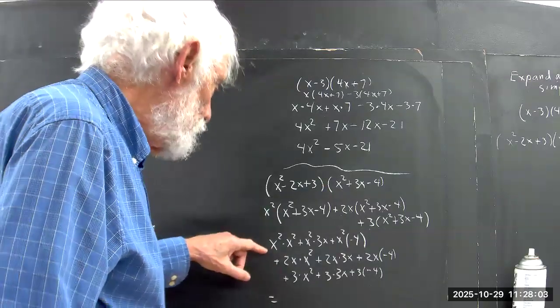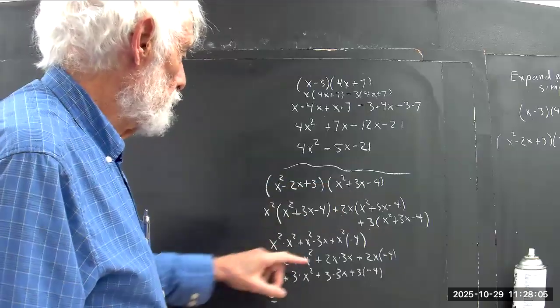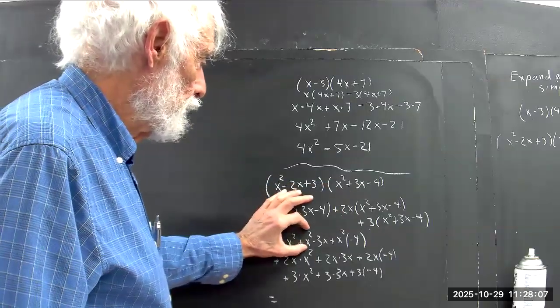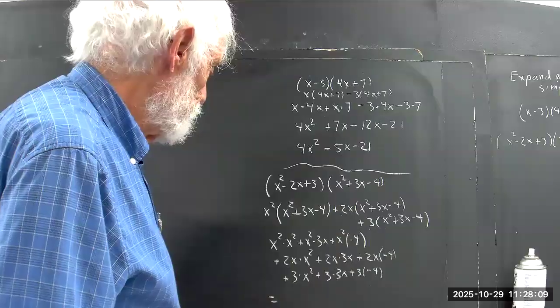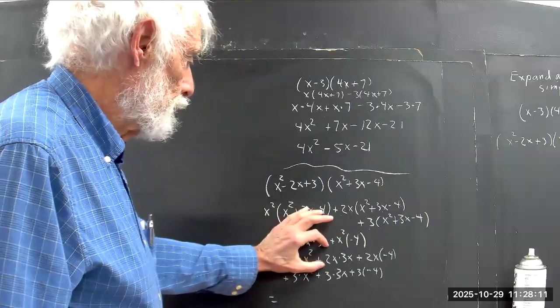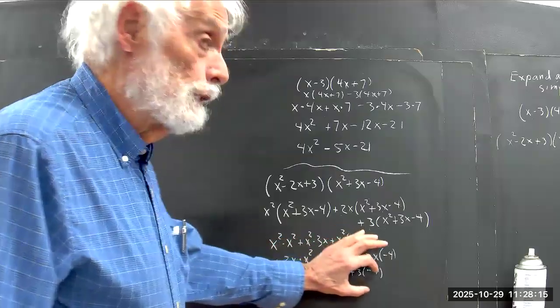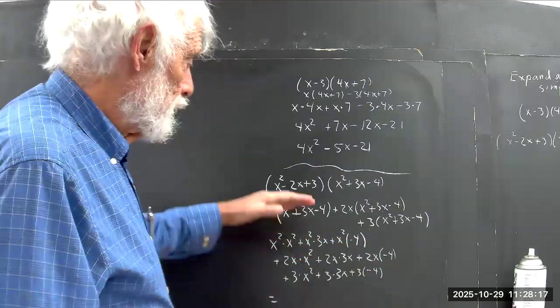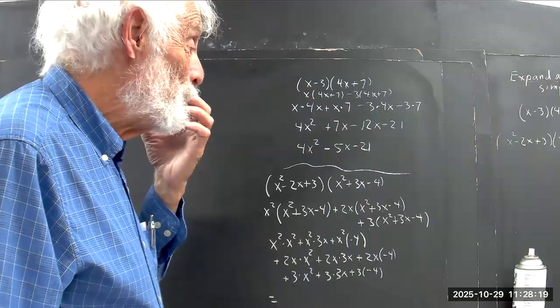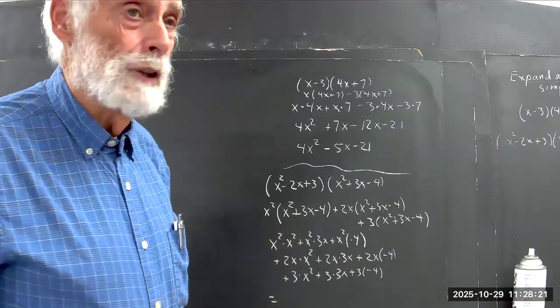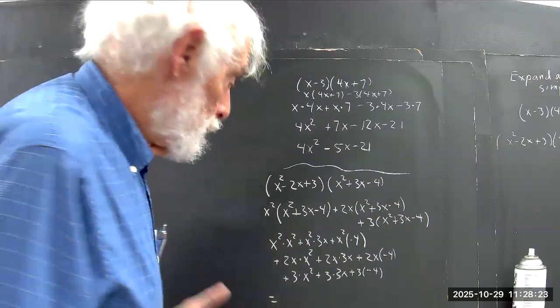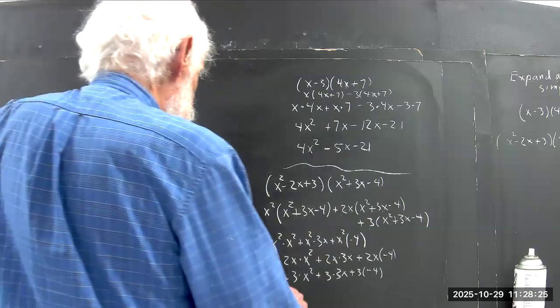Then I've got x squared multiplied by each of those. Well, there's that x squared, there's that one, and there's that one. And then there's a 2x in front of each of these. And then there's a 3 in front of each of these. So if you have it like this, it's easy to check that you have everything. Then you just multiply it out.